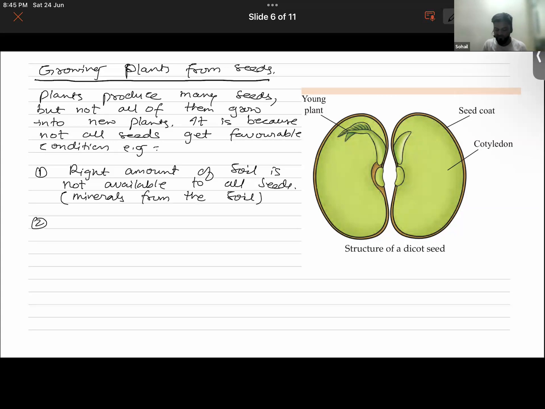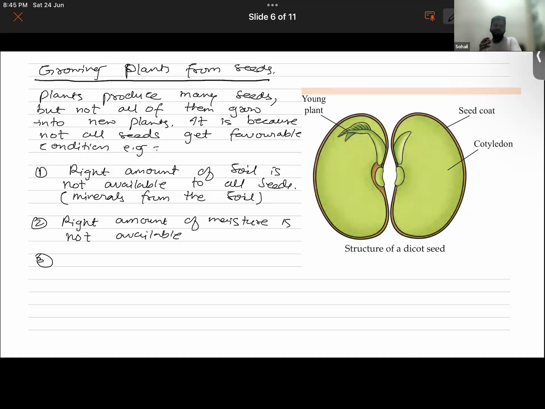Next thing is that the right amount of moisture is not available, right? So the right amount of moisture is also another reason. Okay, what is another reason?